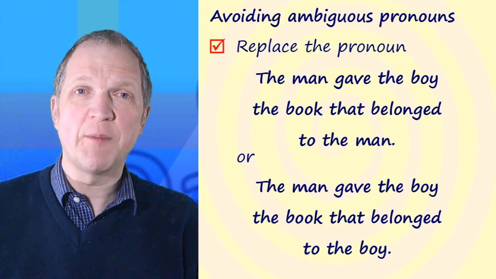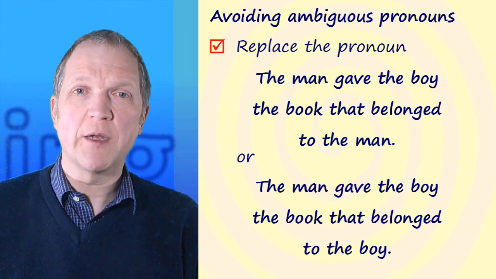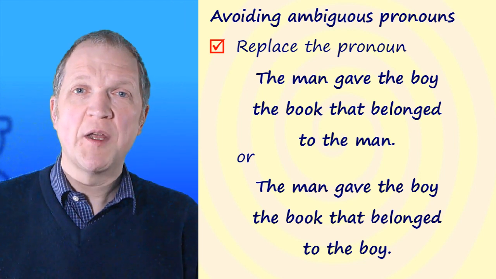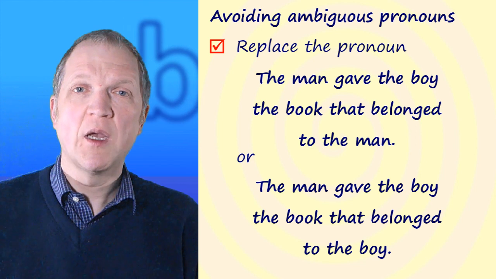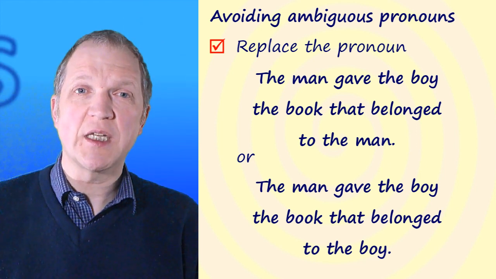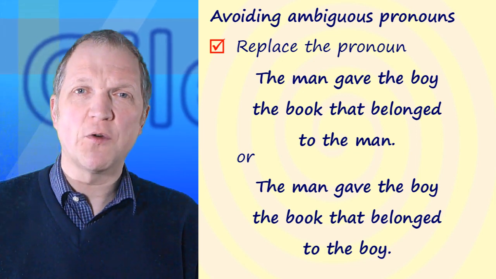Another way to avoid ambiguity is to replace the "him" with either "the man" or "the boy". Thus the sentence could become, the man gave the boy the book that belonged to the man, or the man gave the boy the book that belonged to the boy, depending on who the book belongs to. Unfortunately, these two sentences sound chunky, verge on becoming tongue twisters, and they lack grace or flow.